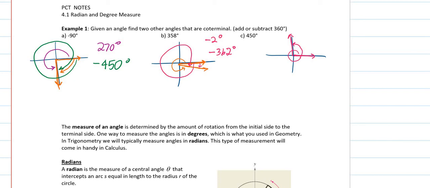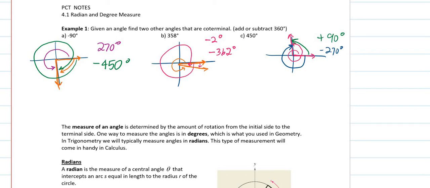So to be coterminal, well, we could just do this 90 degrees, so that's a positive 90 degrees. Or we could do just a single rotation in the negative direction to -270 degrees. So hopefully that helped you think about angles a little bit more.